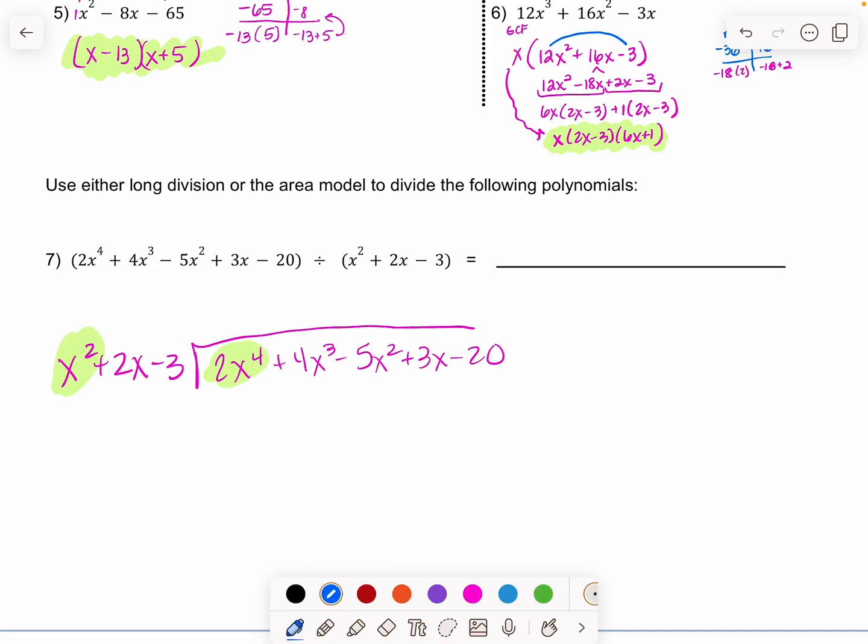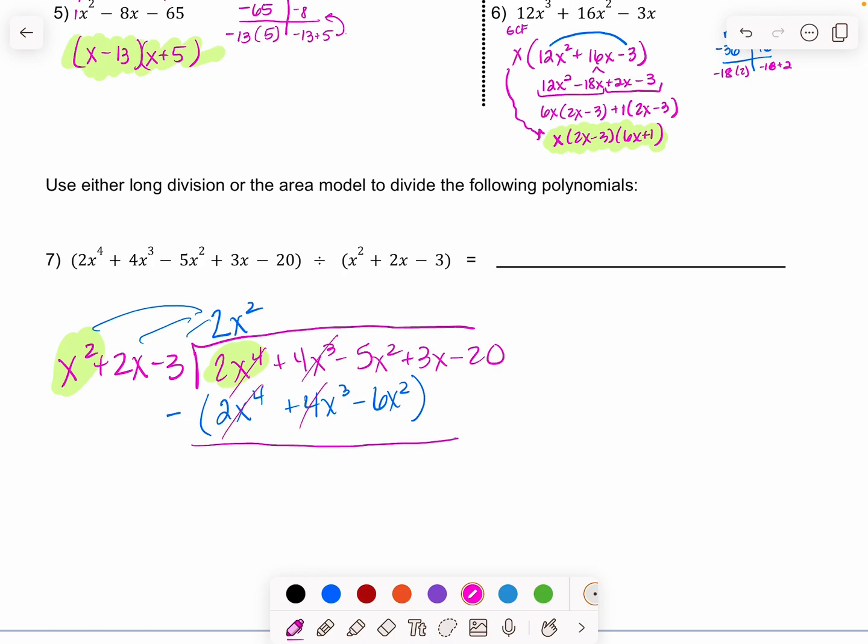So to get x squared to be a 2, I multiply by 2. And then you do another x squared, and I multiply everything here. So I get 2x to the 4th plus 4x to the 3rd minus 6x squared. Put in parentheses and subtract. Okay, nicely enough, these cancel out. These also cancel out. Negative 5 subtract negative 6 is positive 1x. 3x and minus 20. All right, nice that a couple things canceled out there.